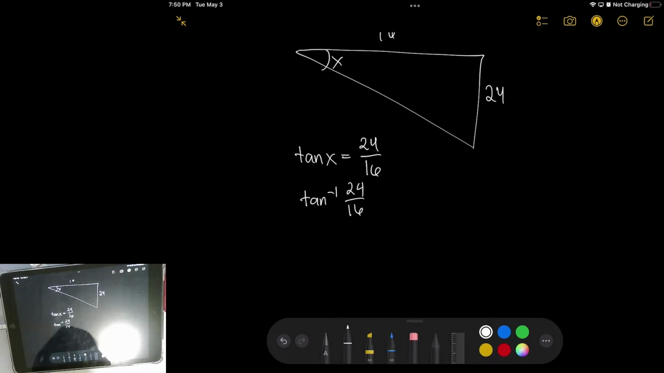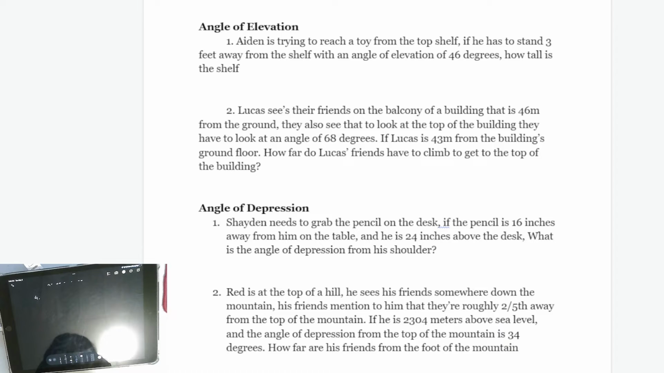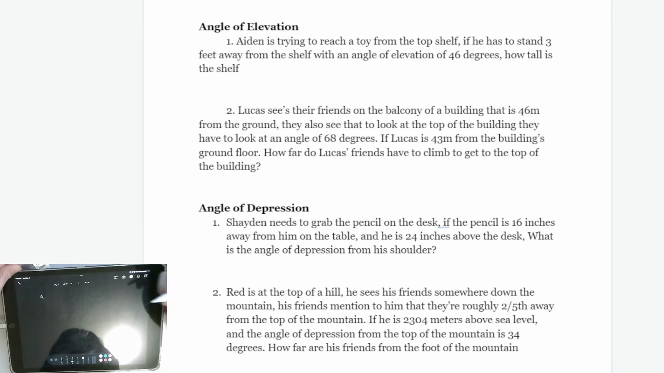This gives you the angle of depression, which is 56.3. So x equals 56.3. Let's move on to the last number.